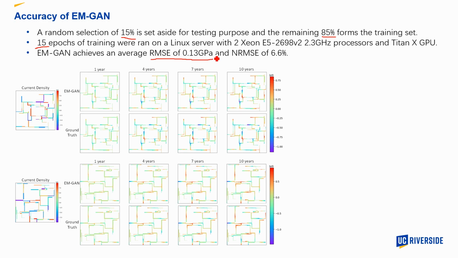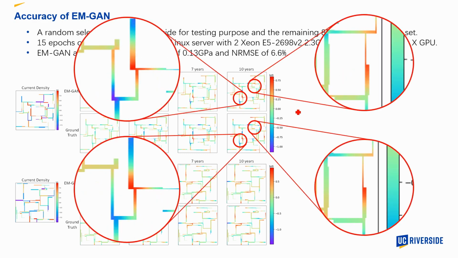This seems to be quite a large value, but when you consider the full range of the stresses, as you can see in the color bar, the stress value usually varies in the 2 gigapascal range. So if we calculate the normalized RMSE, which is the RMSE divided by the full scale, then the average error is only 6.6%. And when we take a closer look at the junctions and terminals where the stress usually accumulates, these two results are estimated by EM-GAN, and these two are the ground truth. We can see that both results agree very well with the ground truth.